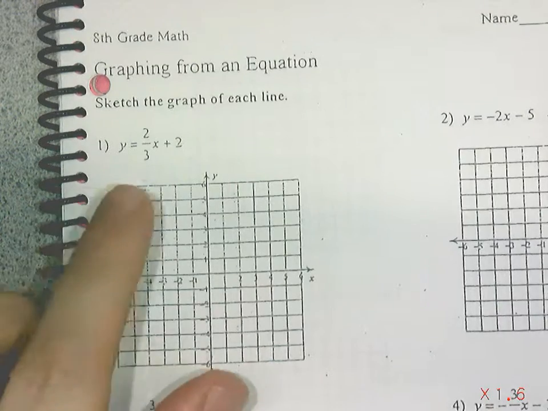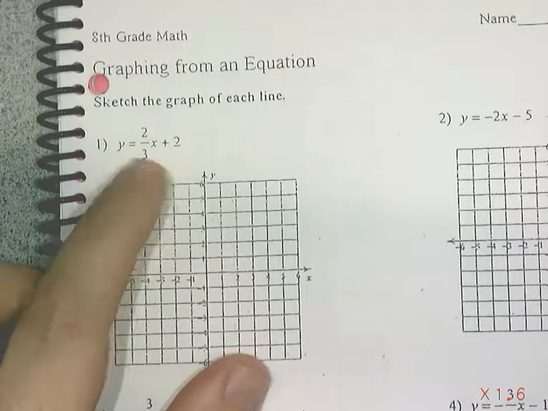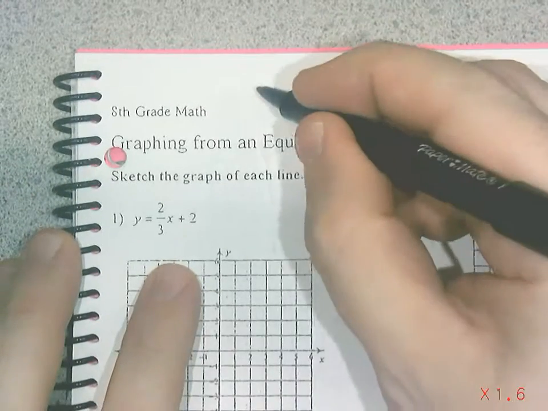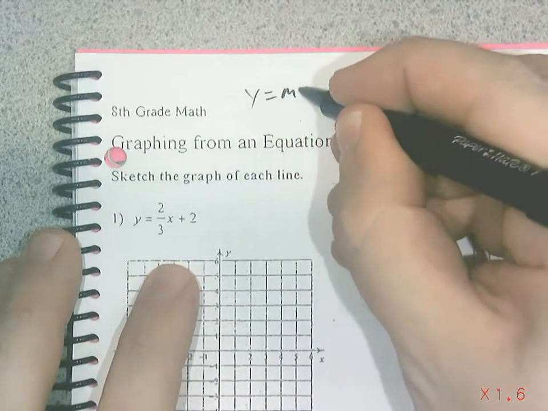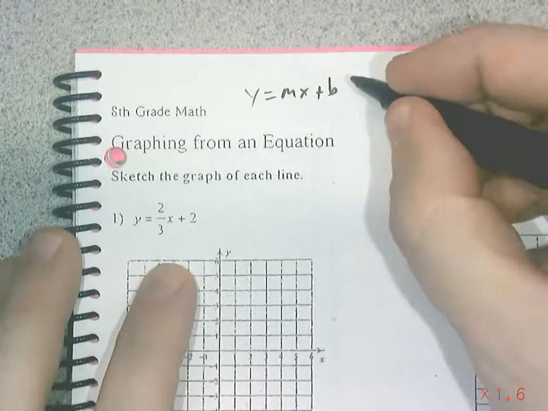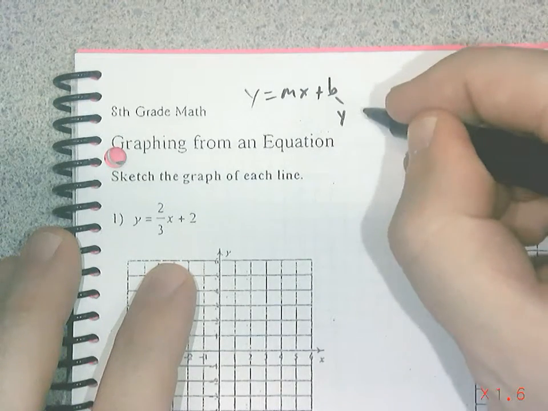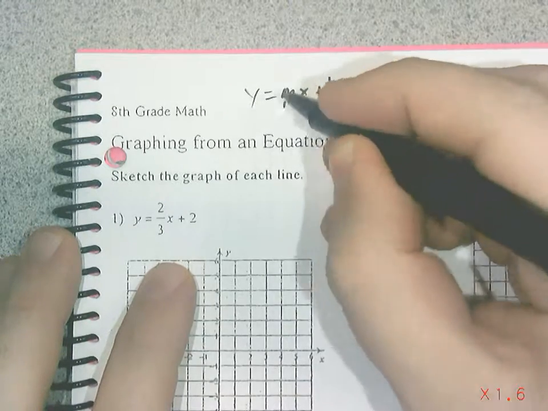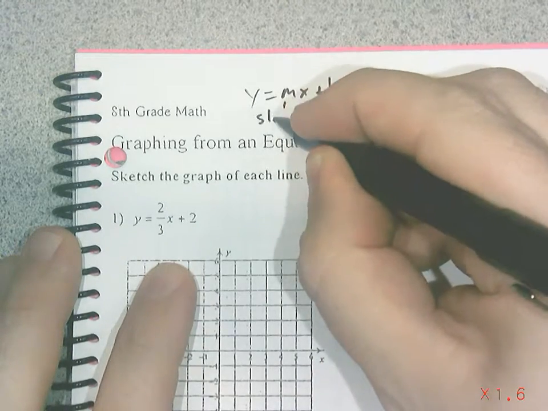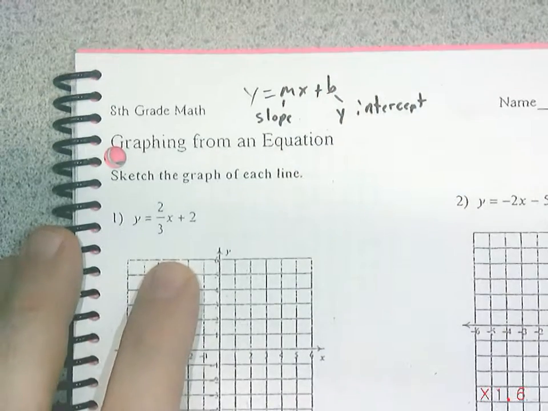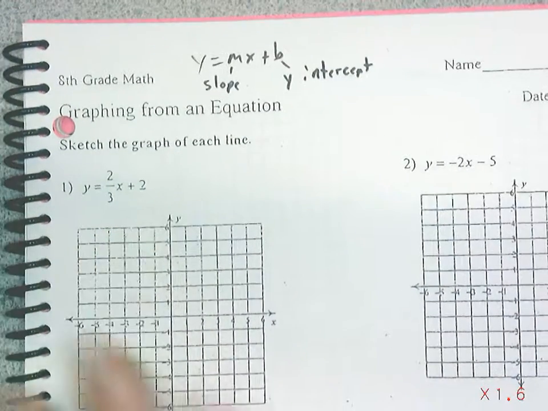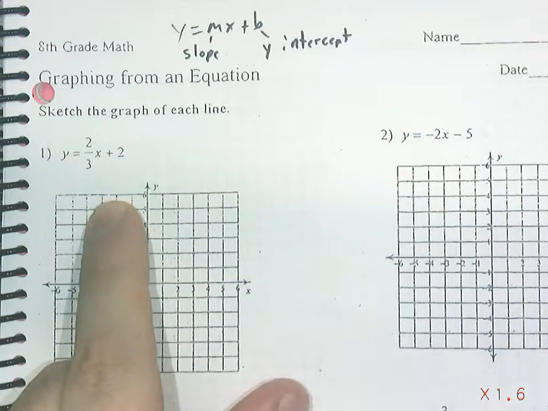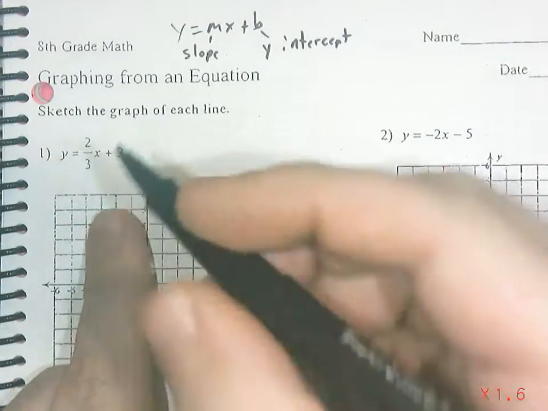So again, when we look at these linear equations, they're in slope-intercept form, right? That form is y equals mx plus b. The number that's adding or subtracting is your y-intercept. It's where your line is crossing the y-axis, and the number that's multiplying the x is your slope. That's the rate at which your line is going up or down. So if we look at number 1, that means 2/3 is our slope.